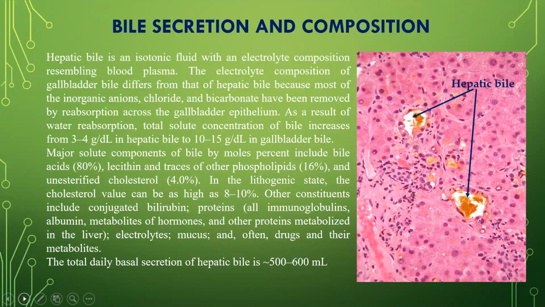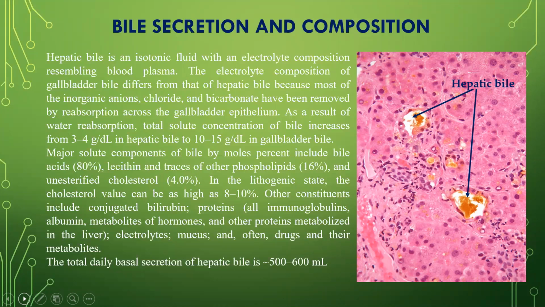Hepatic bile is an isotonic fluid with an electrolyte composition resembling blood plasma. The electrolyte composition of the gallbladder bile differs from that of hepatic bile because most of the inorganic anions, chloride and bicarbonate, have been removed by reabsorption across the gallbladder epithelium. As a result of the water absorption, total solute concentration of the bile increases from 3 to 4 gram per deciliter in hepatic bile to 10 to 15 gram per deciliter in gallbladder bile.